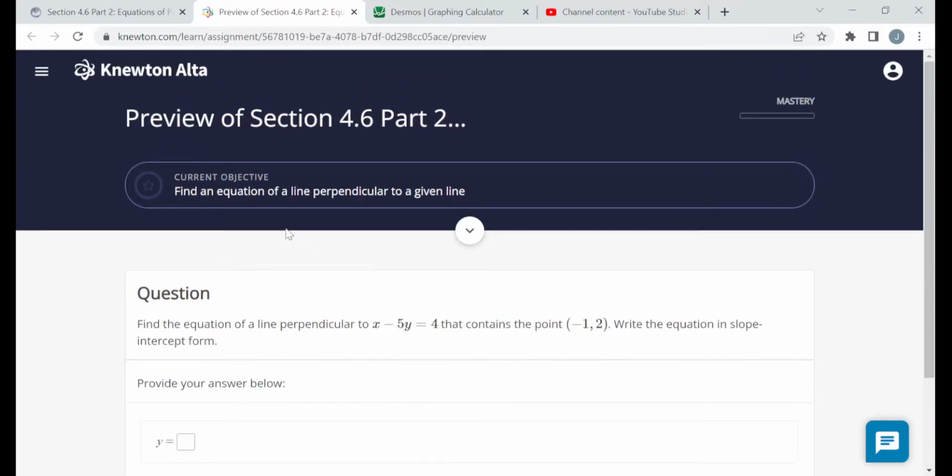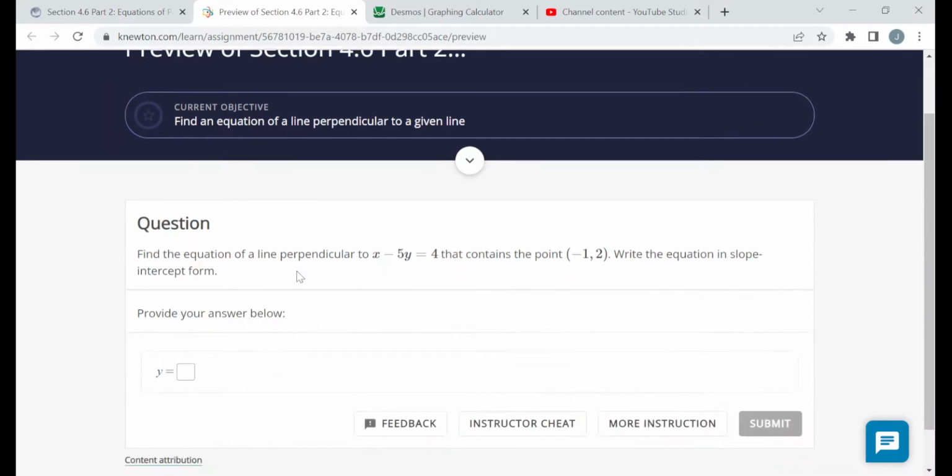Alright, so this first objective I'm looking at is find an equation of a line perpendicular to a given line. So in this first question they're asking us to find the equation of a line perpendicular to this line. So the line they're giving us is x minus 5y equals 4. That contains the point negative 1, 2.